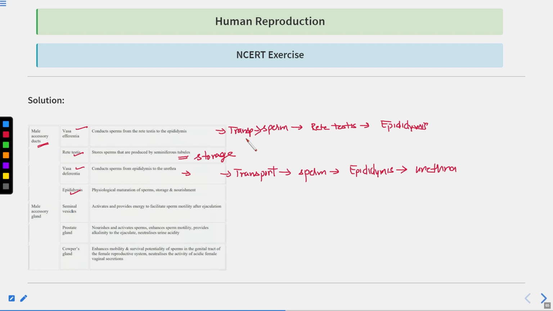Clear? Now, in the epididymis, physiological maturation of the sperm takes place, and storage and nourishment of the sperm takes place. So the epididymis is very important here. It helps in the maturation of the sperms. I've already told you this previously. The overall function of accessory ducts is transport, storage, and maturation of the sperm, and the nourishment.